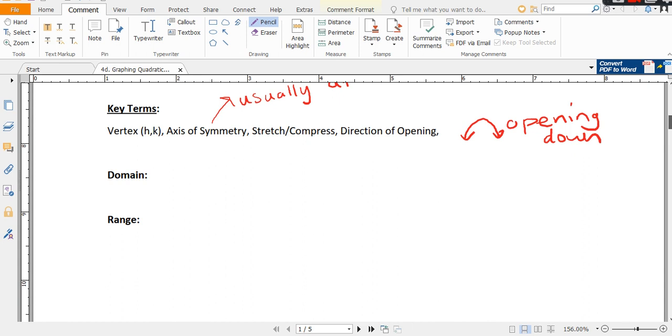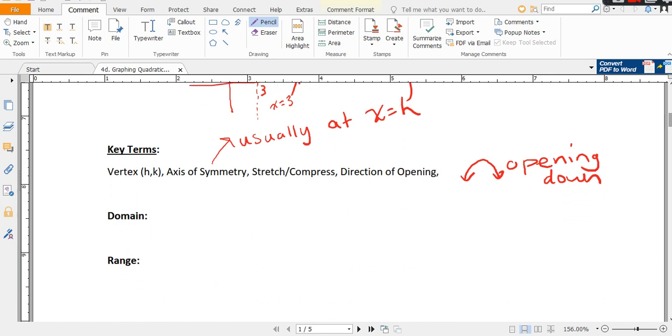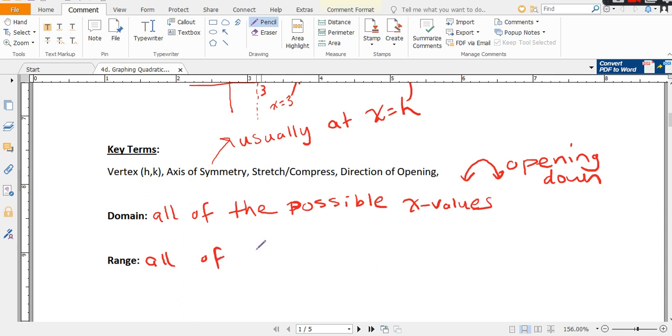Okay, so domain and range. You know what, I could talk about it briefly. Yeah, let's quickly talk about it. With domain, this just strictly means all of the possible x values. Okay? Whereas the range is all of the possible y values. Okay? Now what does that mean?